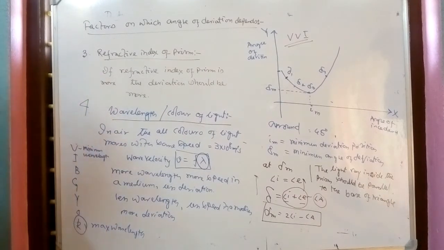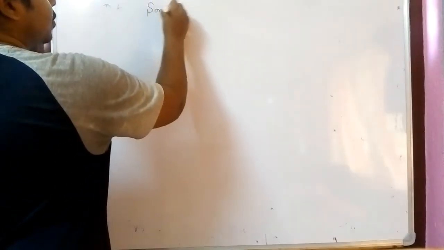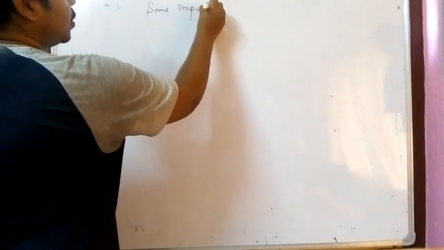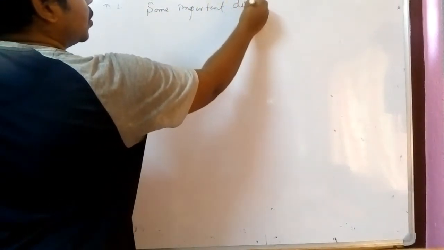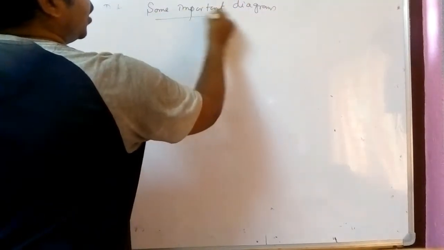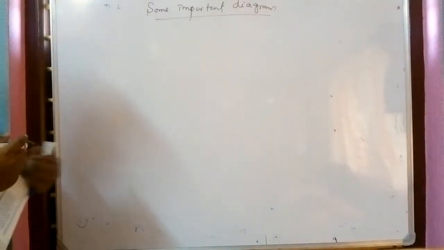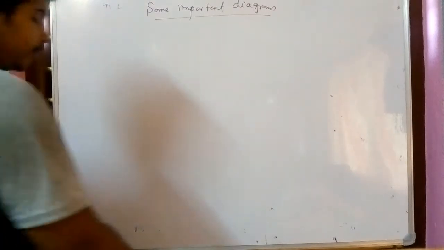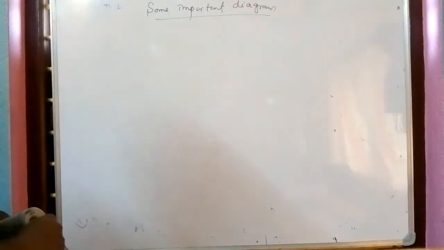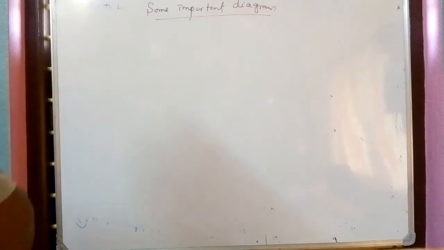Now we will discuss some exercise drawing which are very much important, and then today's part will be over. So next thing we have to do, that is some important diagrams related to prism. Here I have used the diagrams of your book only, and I will show you how you have to draw the diagrams if it is given to you.